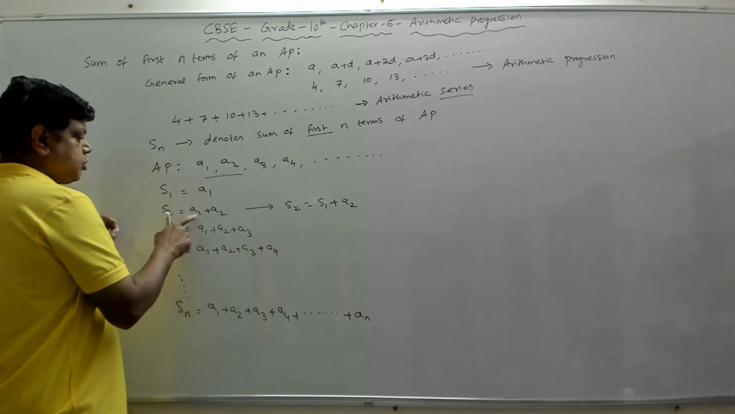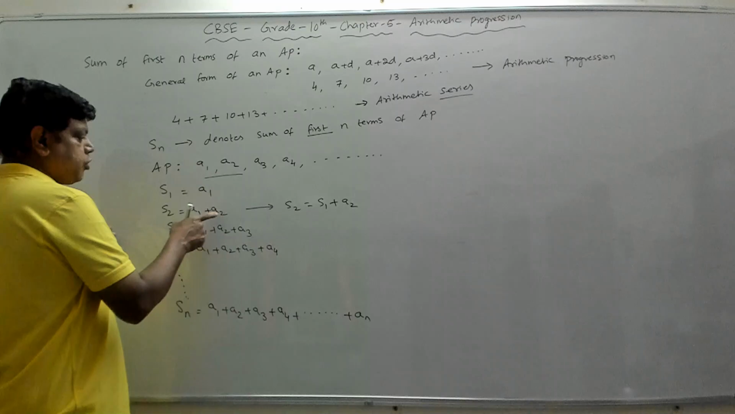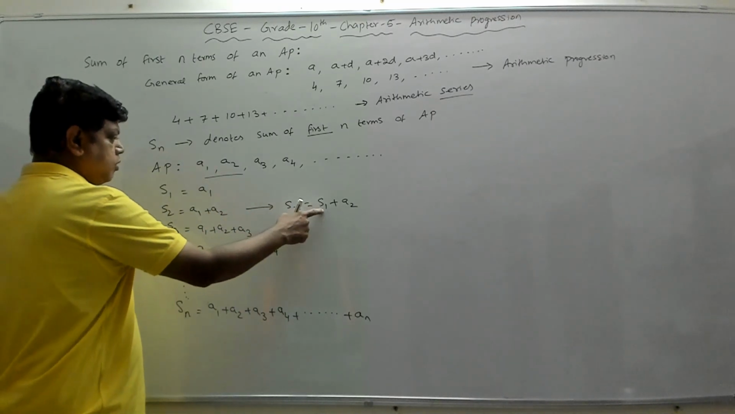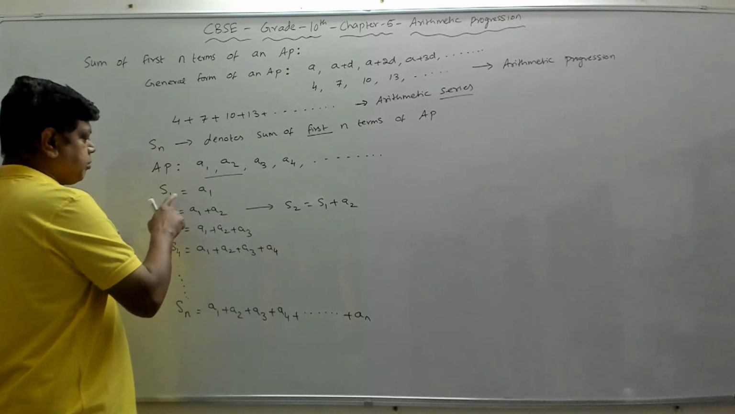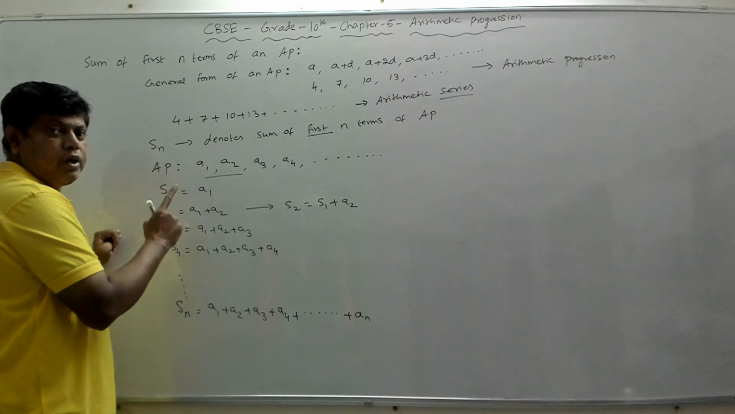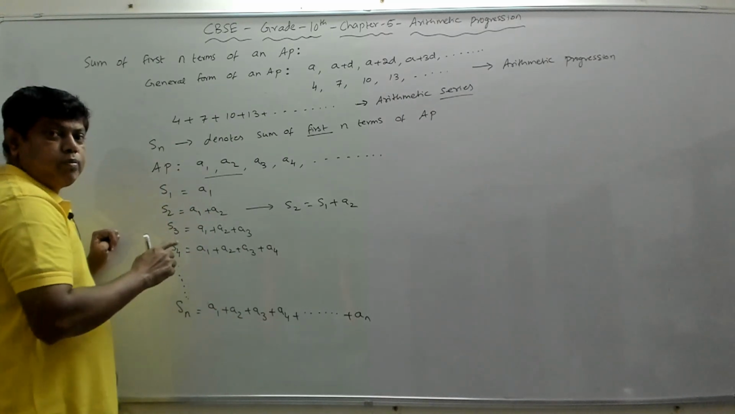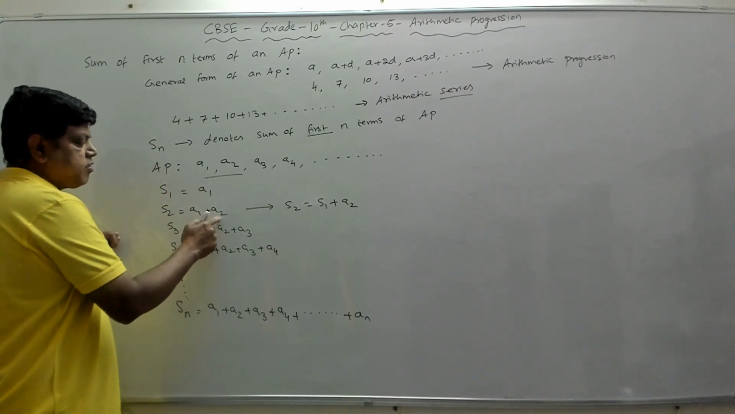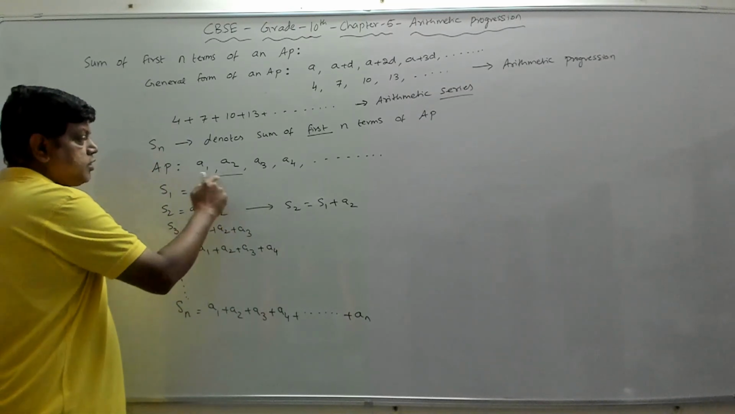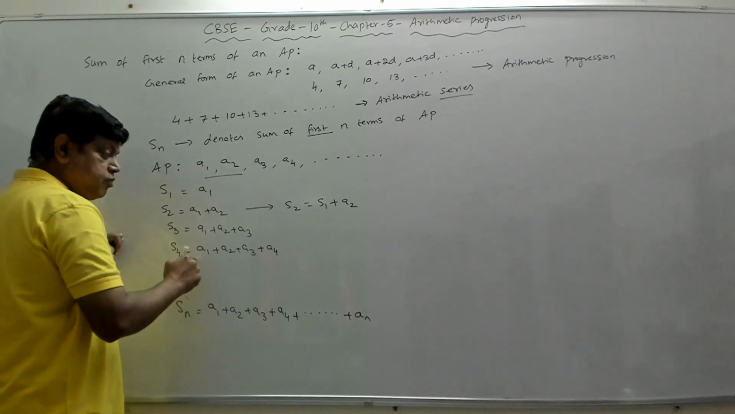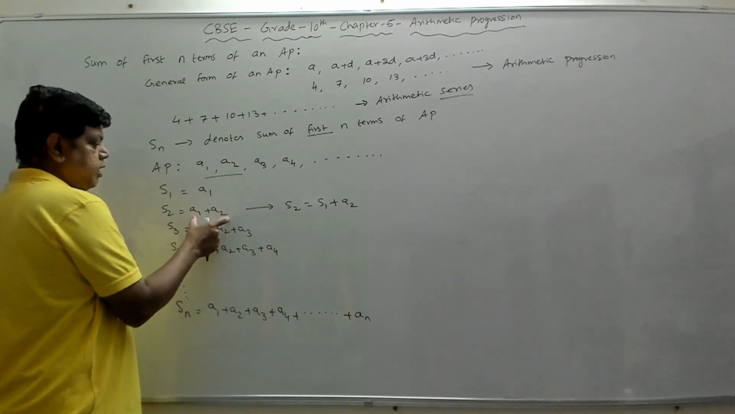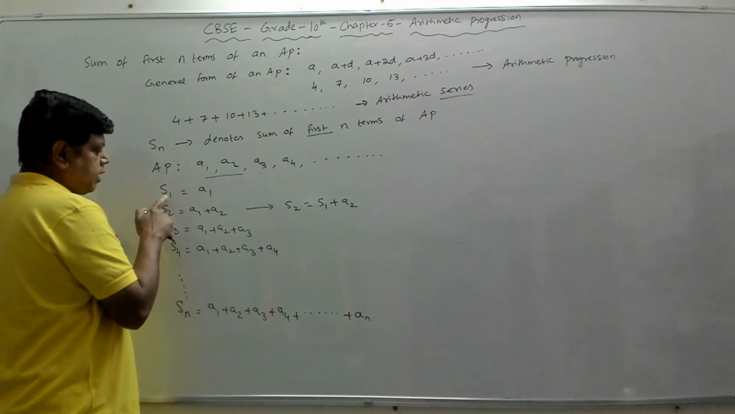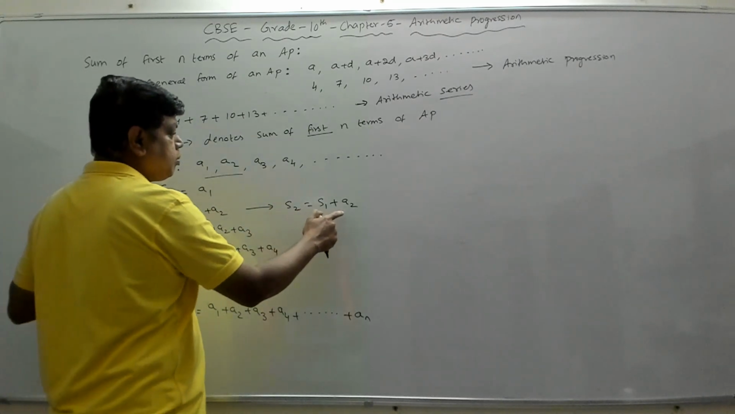Your S2 is A1 plus A2, the sum of the first two terms. Instead of A1, I can put S1, because S1 equals A1. S1 is the sum of the first one term of an AP, which is A1. S2 is the sum of the first two terms of an AP. S3 is the sum of the first three terms. S4 is the sum of the first four terms. Now if you observe, A1 is the same as S1, so S2 becomes S1 plus A2.